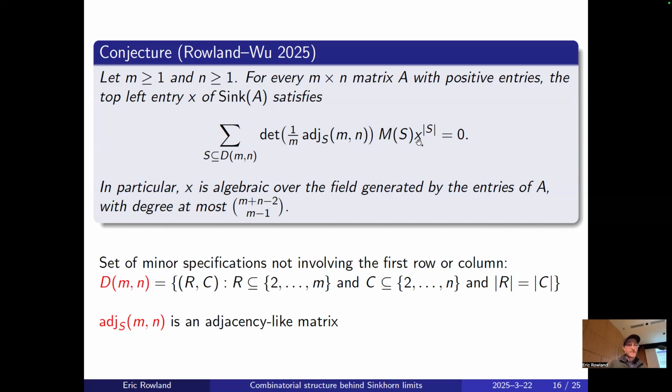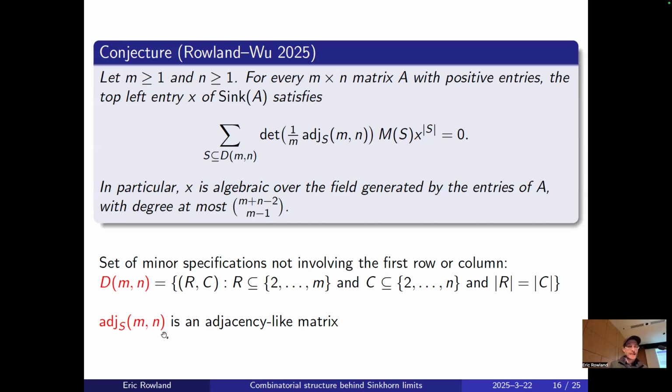So these things we've seen before. This is the monomial in the deltas and gammas. So it's just a product of minors of the original matrix. And the coefficient seems to be the determinant of basically an adjacency-like matrix. So this is where the combinatorics comes into play. There are some things I haven't defined here. This is what we're going to be focusing on next.